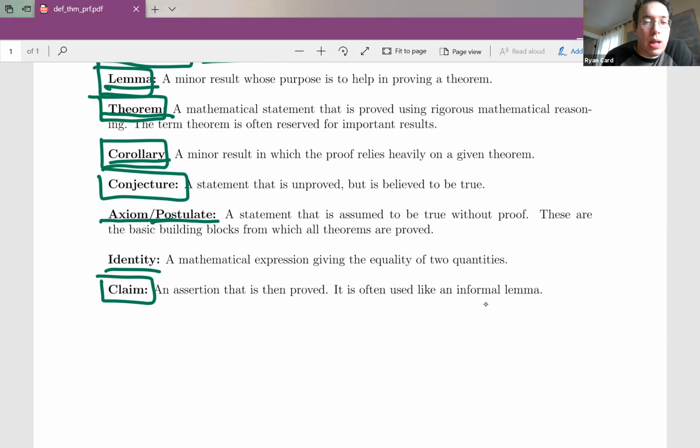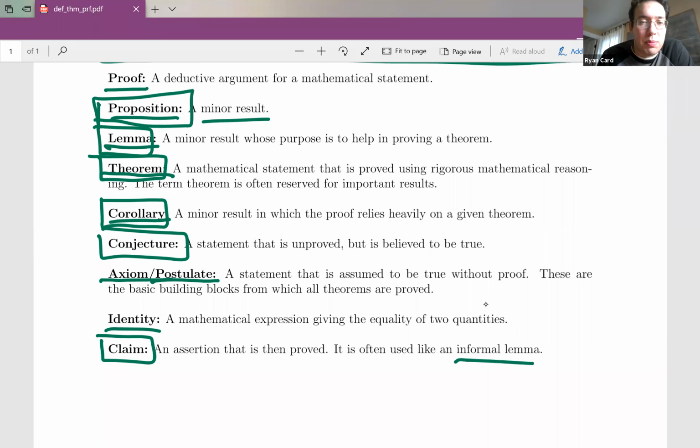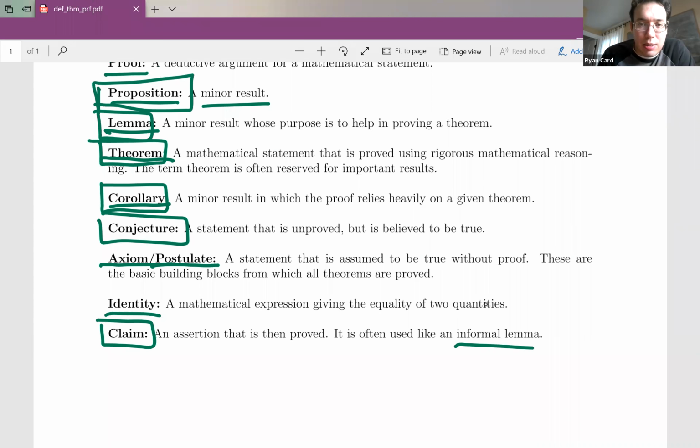The word claim is a more informal version of something. It's like saying, hey, I'm going to prove this. This is my claim, and here's the proof. So it's like an informal lemma. You might use a claim to prove a theorem that you're trying to prove.